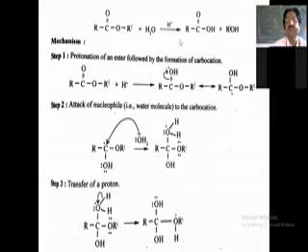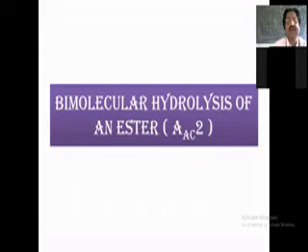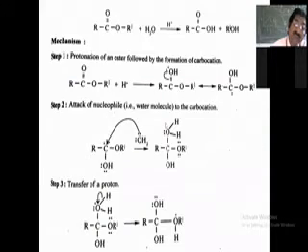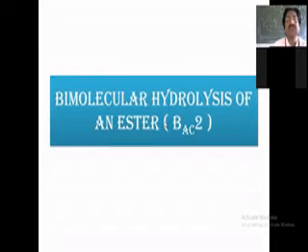So this is what you can see here: you are getting the acid and the alcohol. This is what we call the acid-catalyzed hydrolysis of an ester. Important as far as examinations are concerned, and for a 5 marks question it is. Similarly, the second part is the base-catalyzed hydrolysis of an ester.